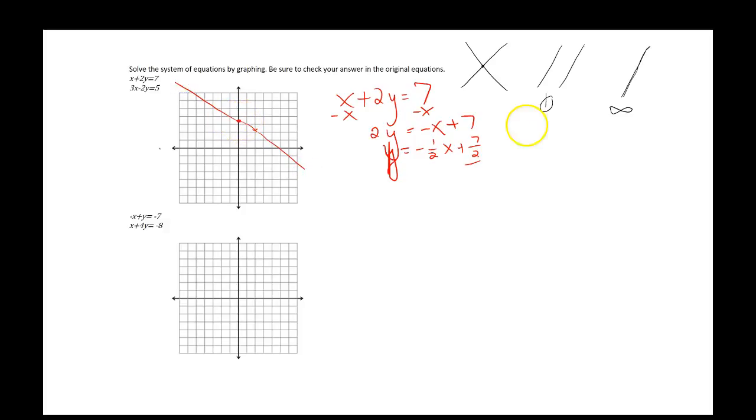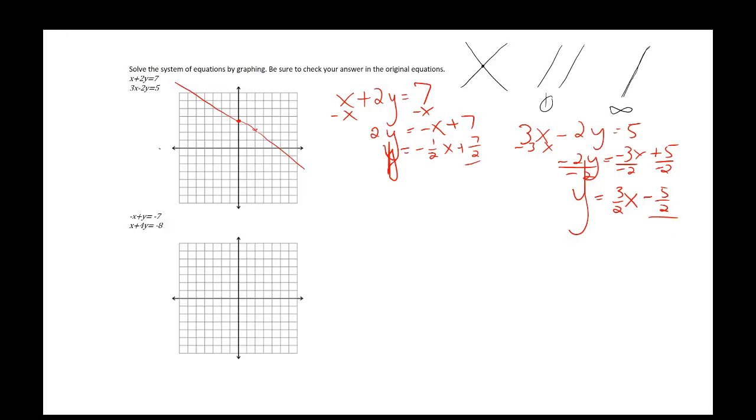All right. The second, 3x minus 2y equals 5. I'll subtract 3x over. Negative 2y equals negative 3x plus 5. I'll divide by negative 2. So y equals 3/2 x minus 5/2. So now our y-intercept is negative 2.5, and this is a positive 3/2 slope. So that's up 3, 1, 2, 3 over 2. All right. We're going to see.